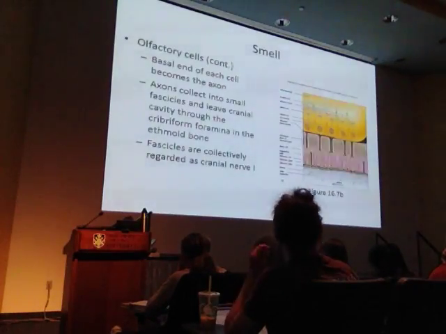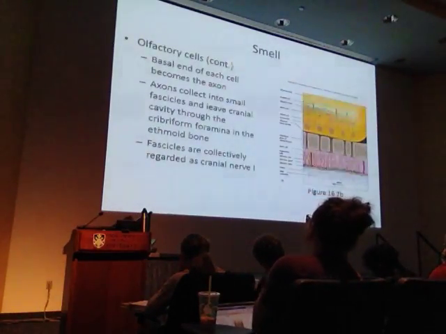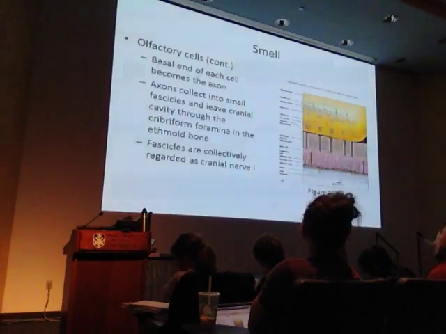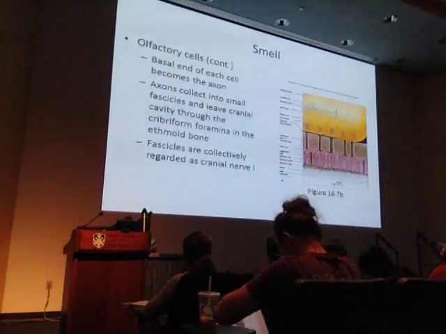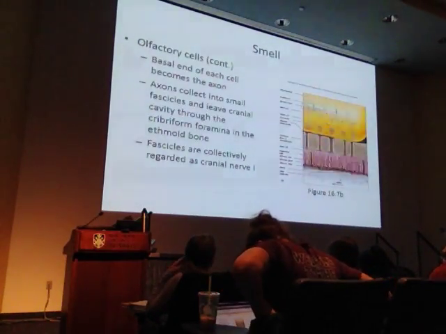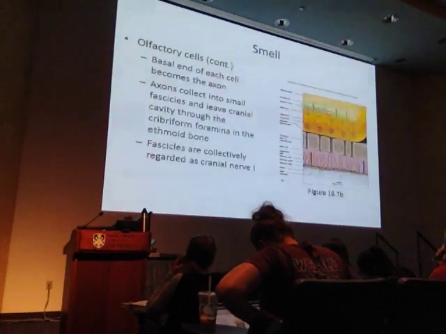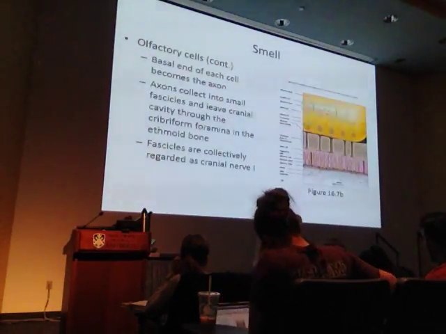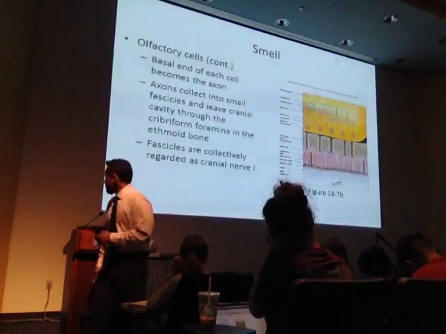So these axons come through the skull via these little holes or these perforations in the ethmoid bone known as the cribriform foramen. The fascicles that all bundle together at the back ultimately make up cranial nerve number 1, which is also referred to as the olfactory nerve.